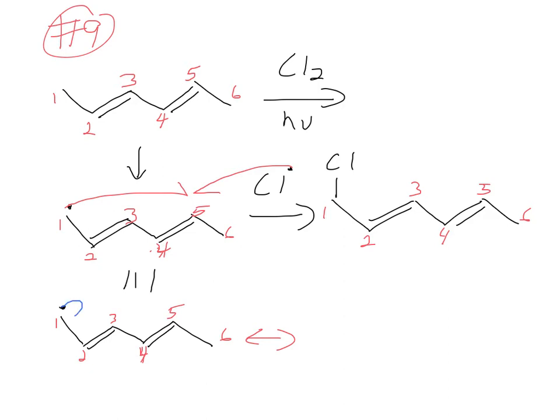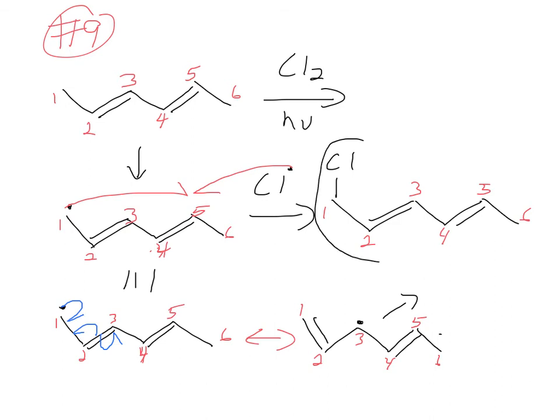So that means this electron's going here, one's going there, and then the other electron's going to carbon 3. So let's draw that resonance structure. One, two, three, and 6. And then if this guy, of course, is going to react with Cl dot. And where's the chlorine going to end on this one? On carbon 3.